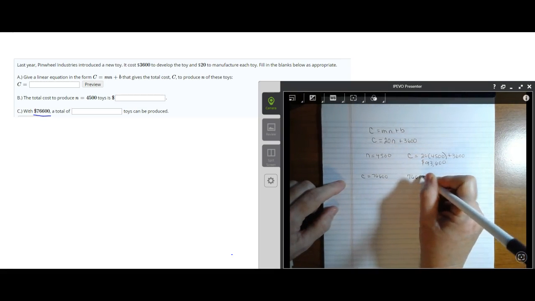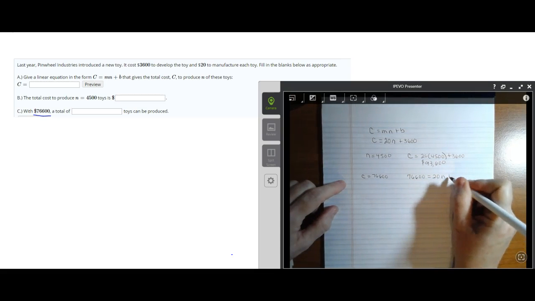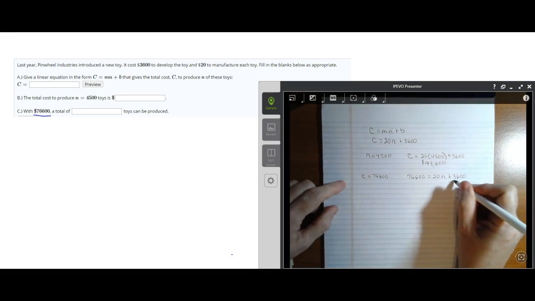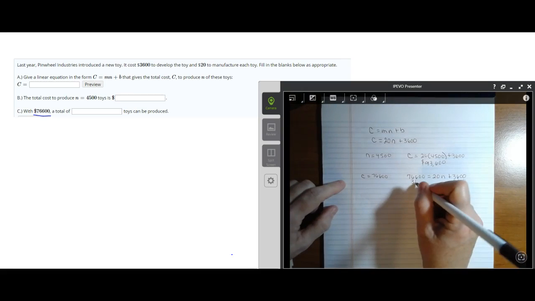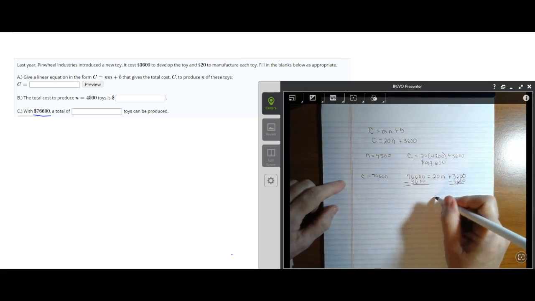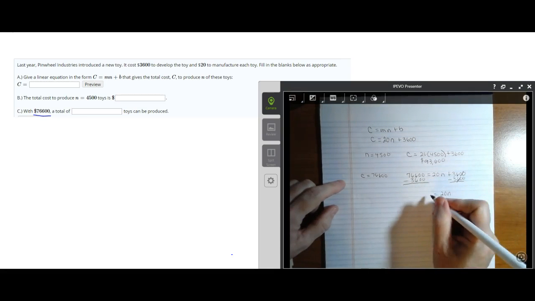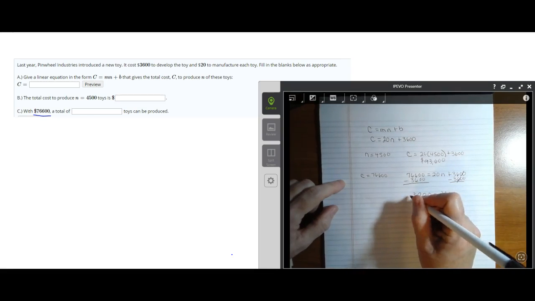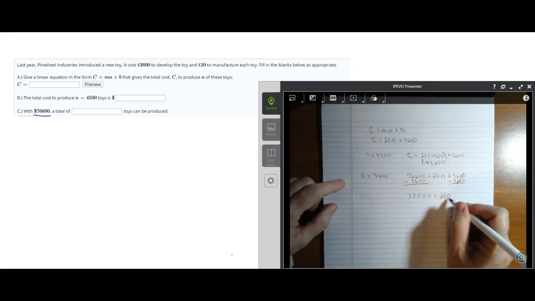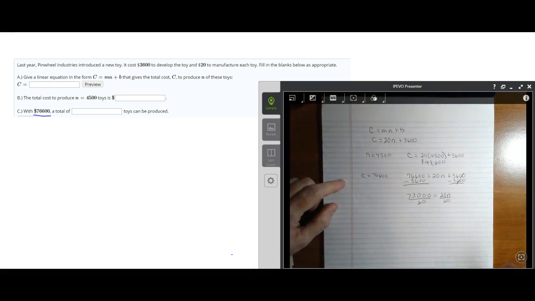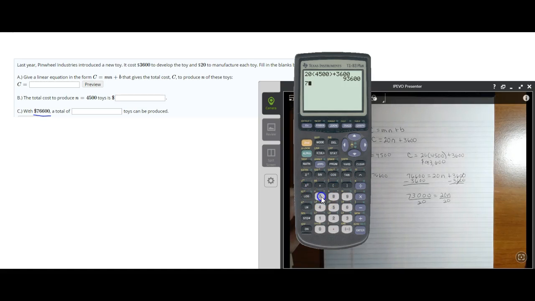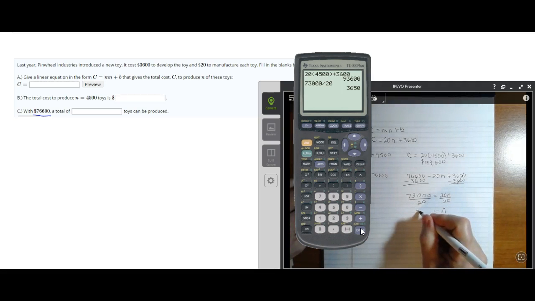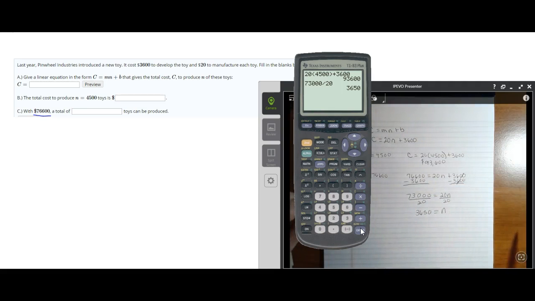So 76,600 equals 20N plus 3,600. Subtract 3,600. That cancels, so I'm left with 20N. And then do my subtraction, which looks like 73,000, and then divide this by 20, and again we can bring up the calculator if we don't want to do that by hand. 73,000 divided by 20, and it looks like we get 3,650. So that's how many toys we can produce with $76,600.